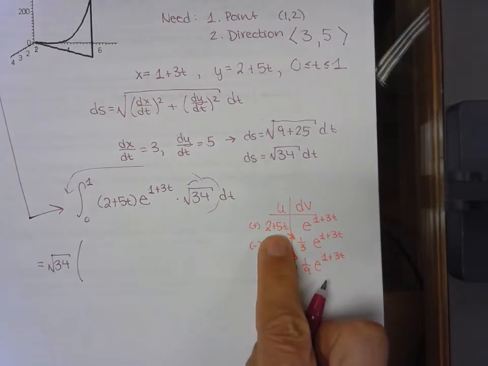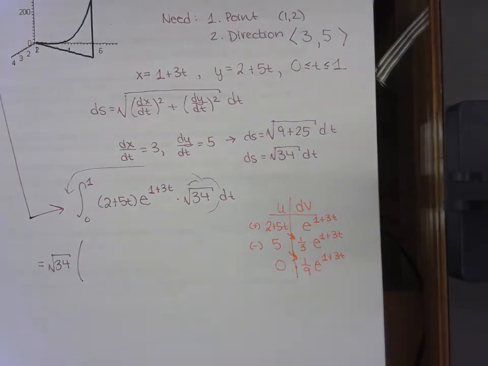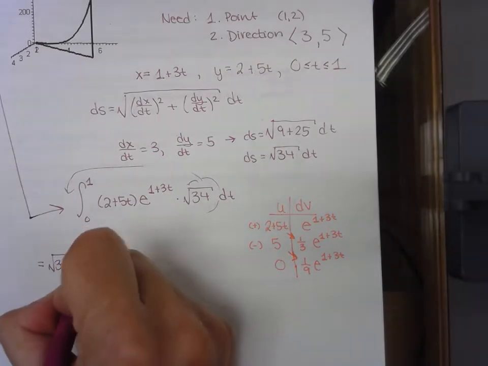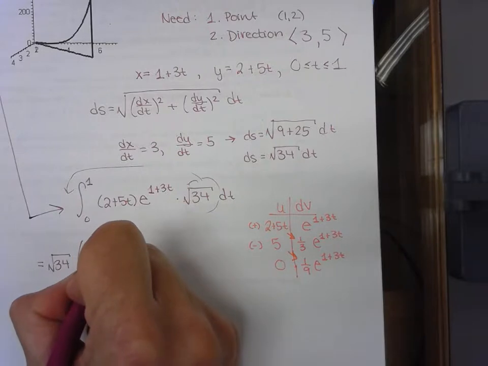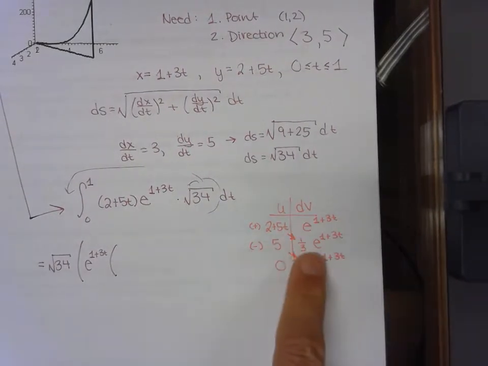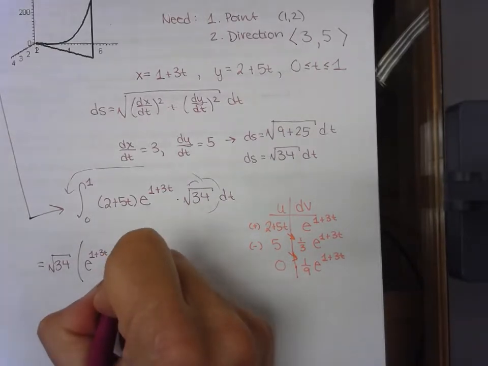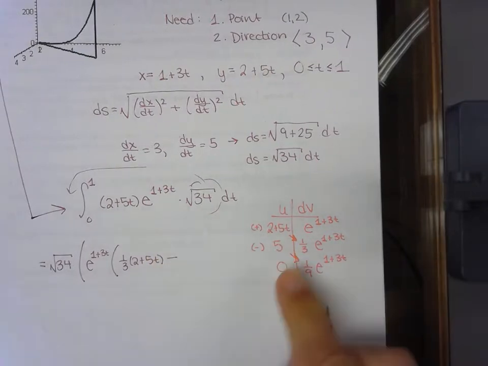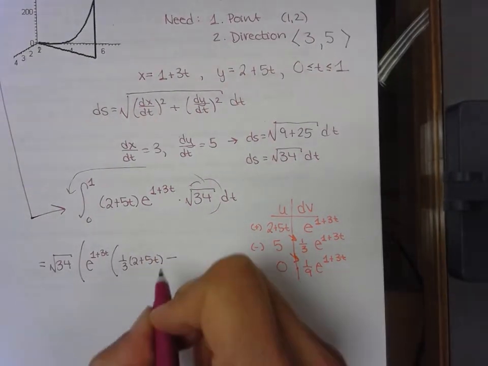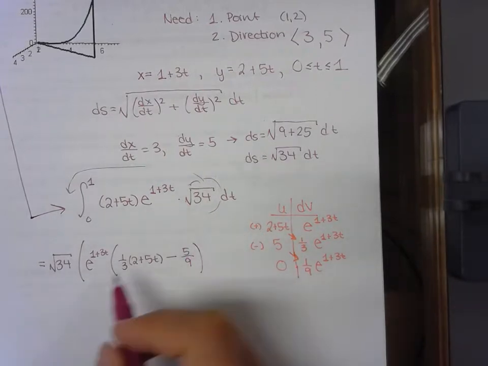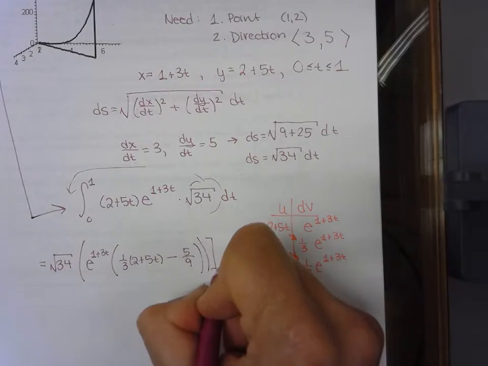Okay, so I'd have 2 plus 5t. Actually, the first thing I'm going to do, so I just don't have to write it twice, is they both have an e to the 1 plus 3t, so I'm just going to go ahead and factor that out. So then if that's gone, I have 1/3 times 2 plus 5t minus 5/9. And this is going from 0 to 1.